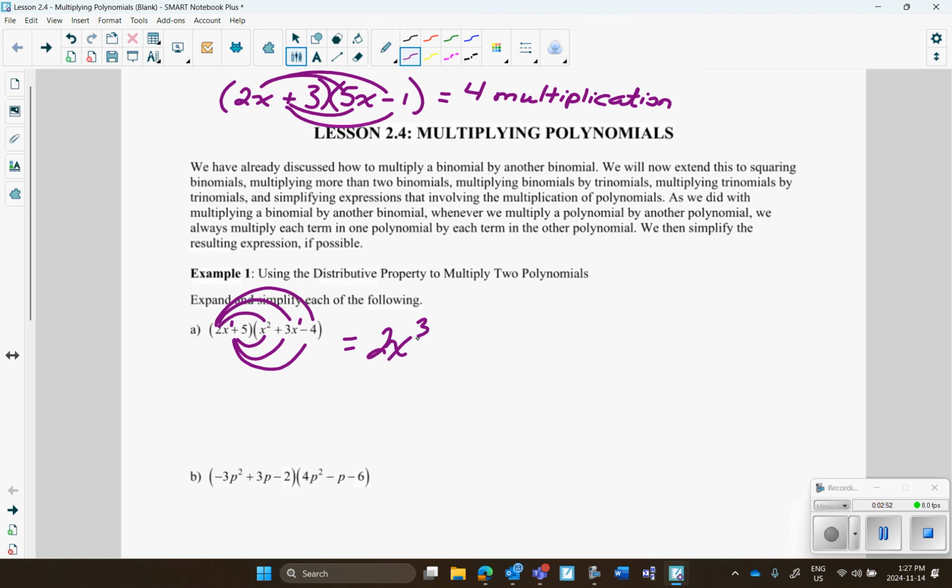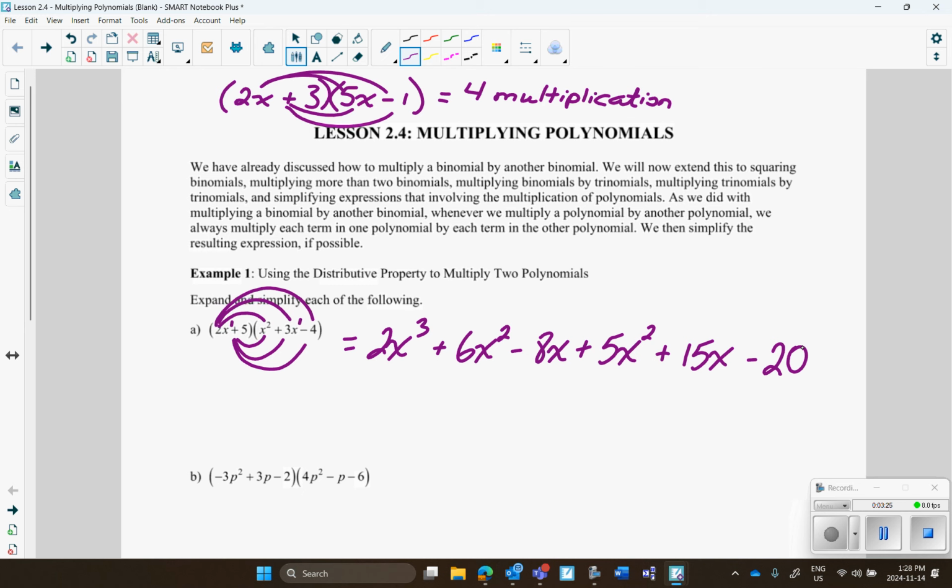2x times 3x. 6x squared. 2x times minus 4. Negative 8x. Go back and run through the 5. 5 times x squared. 5x squared. 5 times 3x. And 5 times minus 4.